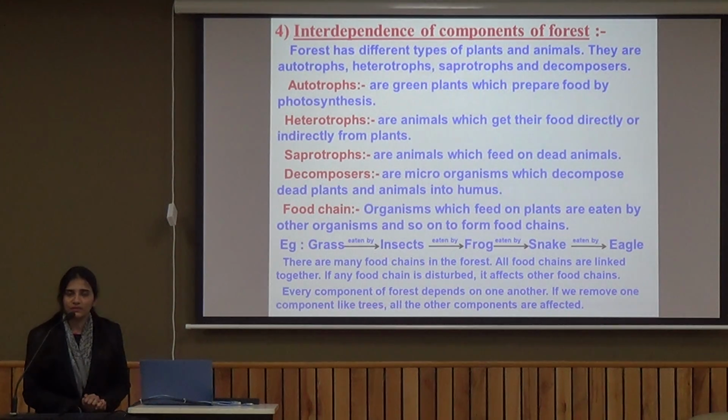Now there is another thing which we observe in forest, that is food chain. The organisms which feed on plants are eaten by another organism and so on to form a food chain. For example, we see that the grass is eaten by insect, which in turn is eaten by frog, which in turn is eaten by snake and ultimately eagle. So this forms a particular food chain. There are many food chains in the forest. All food chains are linked together. If any food chain is disturbed, it affects another food chain also.